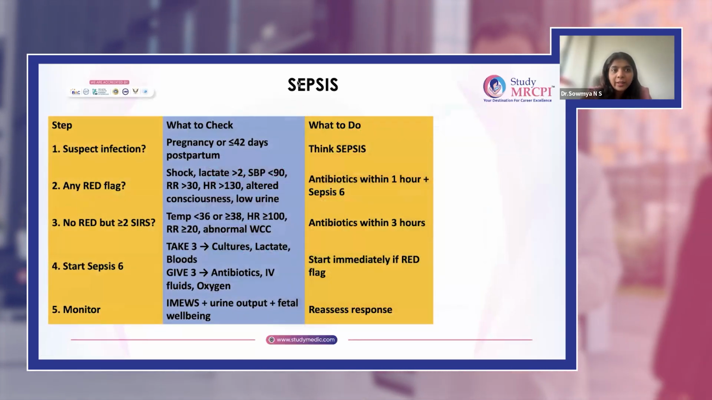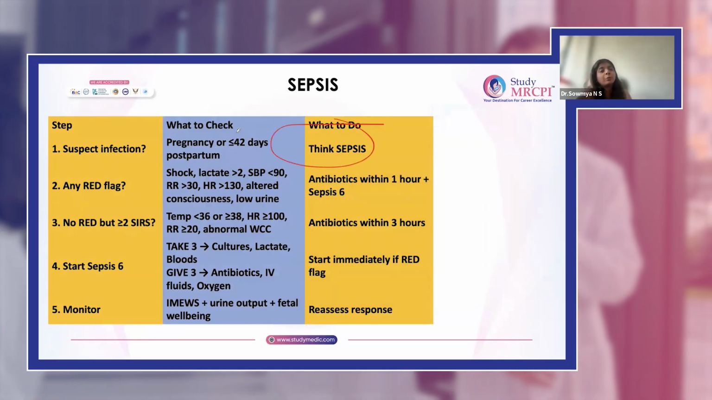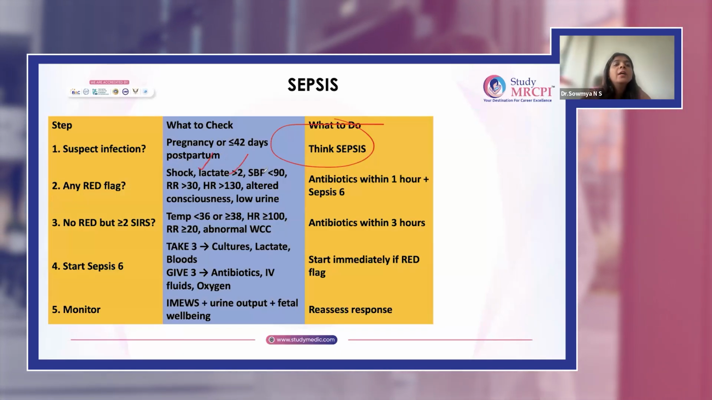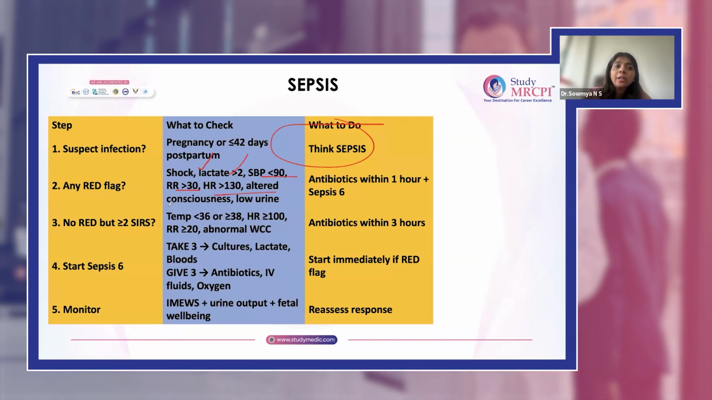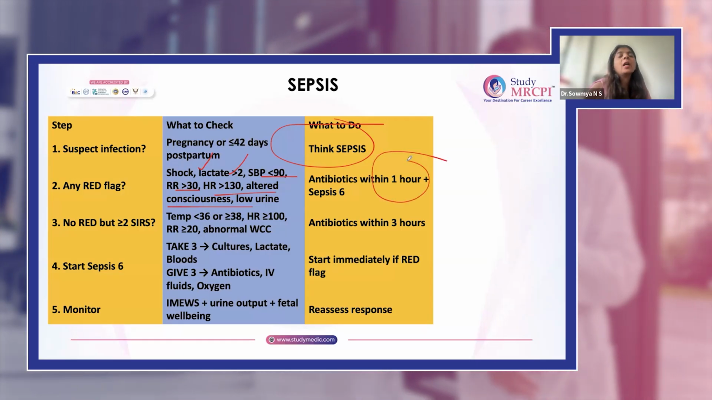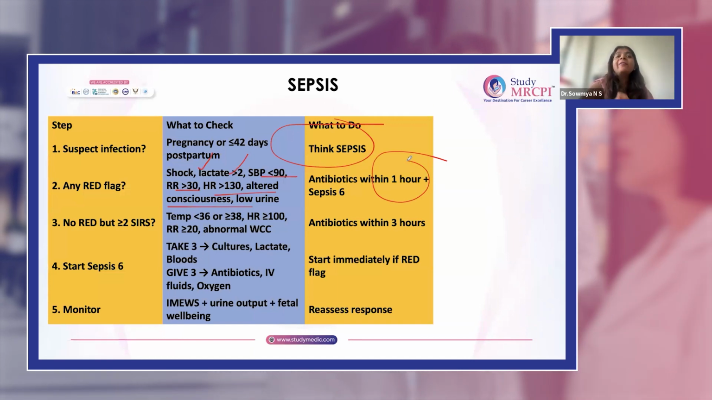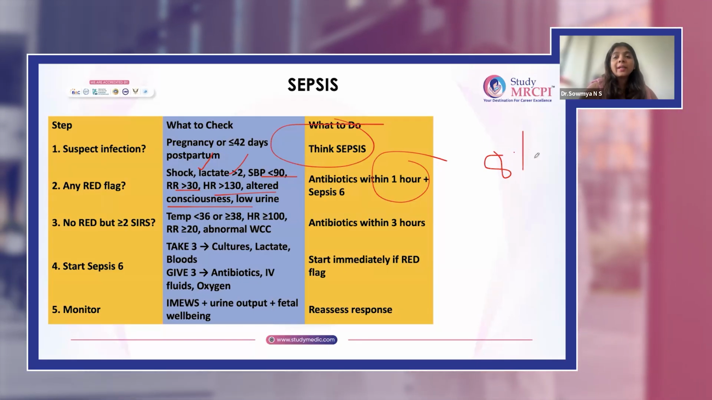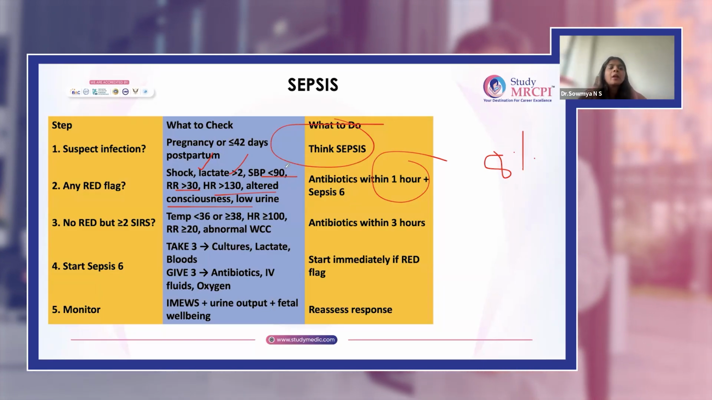Of course, a few triggers. Suspecting infection, always think of sepsis in pregnancy and immediate postpartum. Any red flag: she's in shock, lactate more than 2, systolic blood pressure less than 90, respiratory rate more than 30, tachycardia, altered consciousness, low urine, begin sepsis 6, antibiotics within 1 hour. Why within 1 hour? The first 1 hour is called the golden hour, because with every passing hour, the mortality of the woman increases by 8%. That's the reason you say first hour is the golden hour.